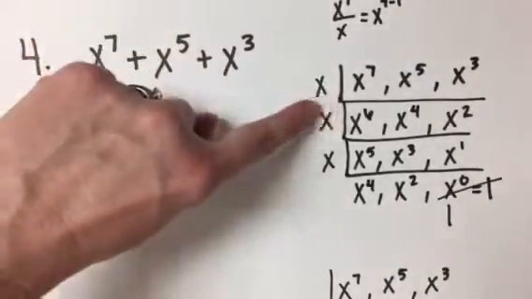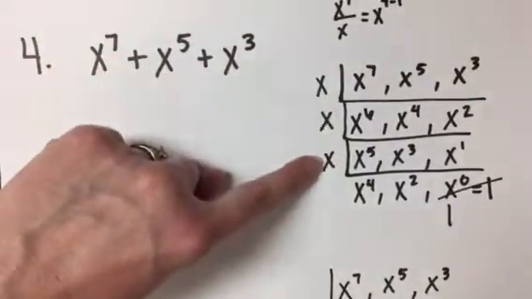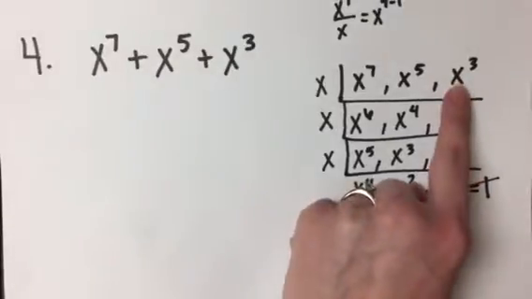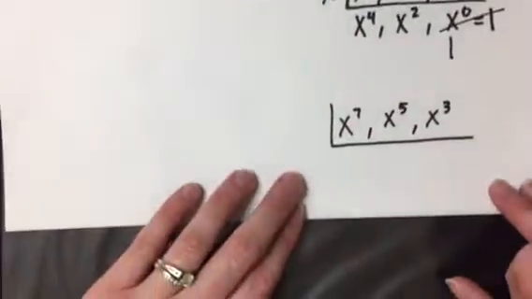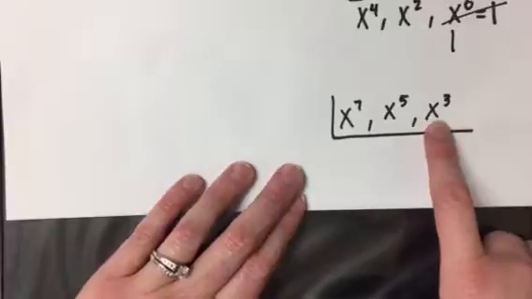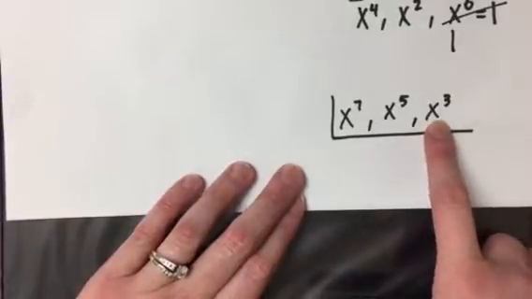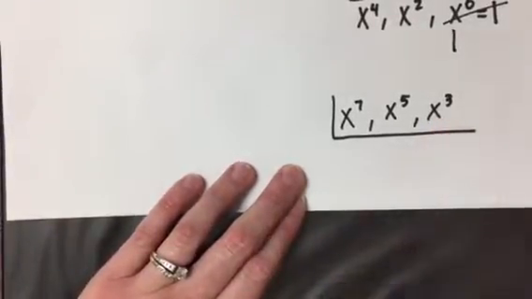Rather than individually dividing by x's, you can look at the smallest exponent, and that will be your greatest common factor when working with variables. Let's see what that looks like. The smallest exponent is x to the 3rd, so we know that that will be our greatest common factor.